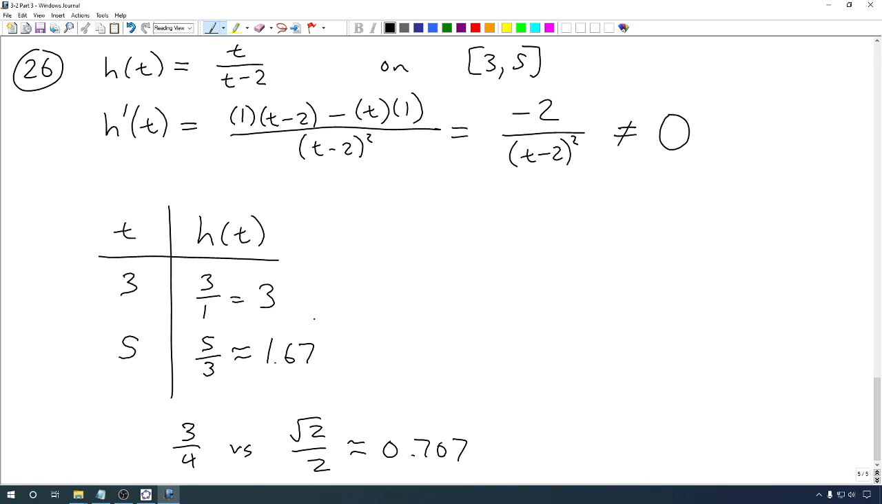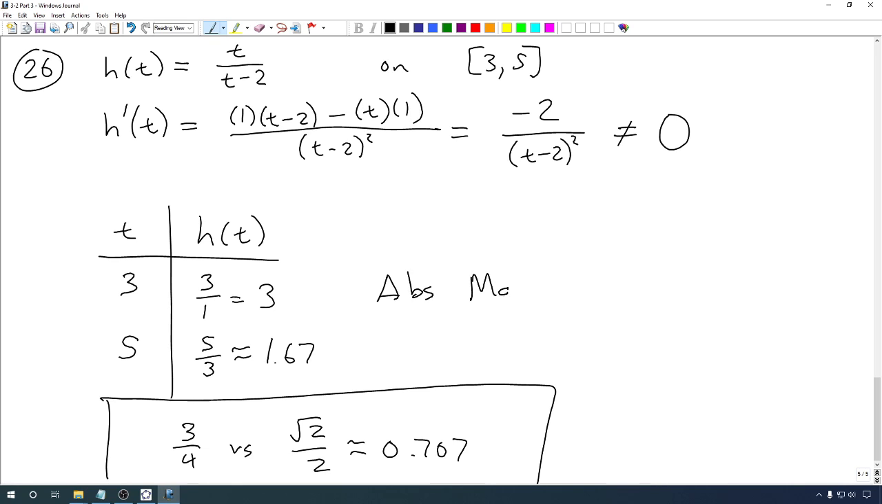So back to the problem at hand, though. It's kind of just an aside. Which one of 3 and 1.67 is bigger? Well, it's definitely 3. So we actually have an absolute maximum of 3 at 3, and we have an absolute minimum of 5/3 at 5.